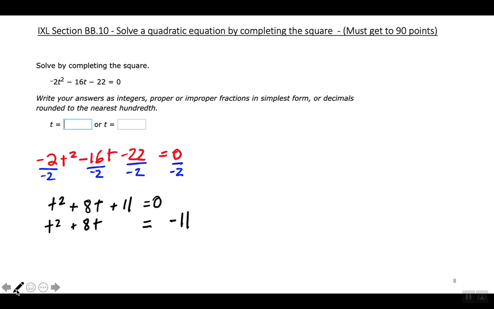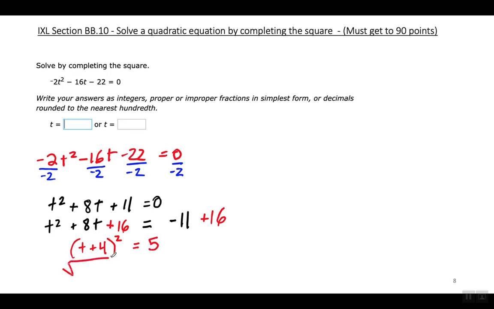Now let's complete the square. I'm going to take positive 8 divided by 2 and square it. Positive 8 divided by 2 is 4, and 4 to the second power is 16. So I have to add 16 to both sides of the equation. Okay, so on the left-hand side, when I factor this expression, I'm going to get t plus 4 to the second power. Because 4 times 4 is 16, and 4 plus 4 is 8. On the right-hand side, I'm going to get positive 5.